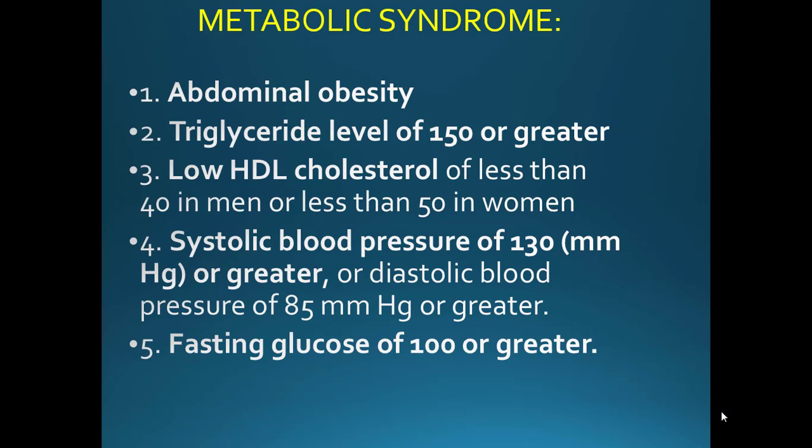Patients diagnosed with metabolic syndrome have a greatly enhanced risk of developing cardiovascular disease. It is diagnosed with 3 or more of the following measurements: abdominal obesity, which is a waist circumference of 40 inches or more in men and 35 inches or more in women, triglyceride level of 150 or greater, low HDL cholesterol of less than 40 in men, less than 50 in women, the systolic blood pressure of 130 or greater, or a diastolic blood pressure of 85 or greater, which is hypertension that is not all that high, and then a fasting glucose of 100 or greater.